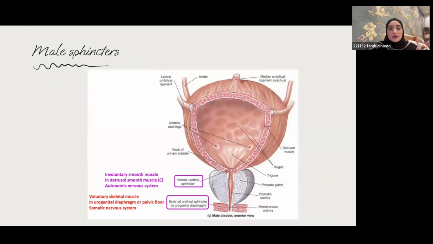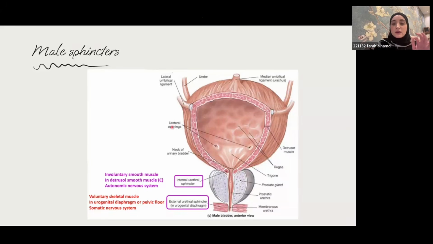This is just a summary slide. Let's talk about the sphincters. In the male, we have the internal urethral sphincter and the external urethral sphincter. Is the internal urethral sphincter voluntary or involuntary? It is involuntary because it is part of the detrusor muscle of the bladder.